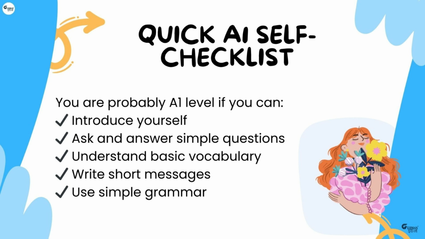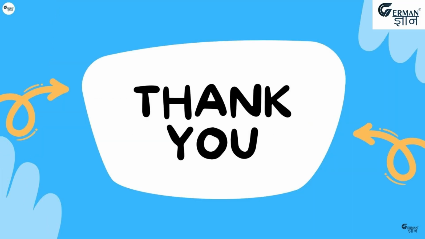Let's have a quick look at the A1 self checklist. So you are probably A1 level if you can introduce yourself, ask and answer simple questions, understand basic vocabulary, write short messages and can use simple grammar.